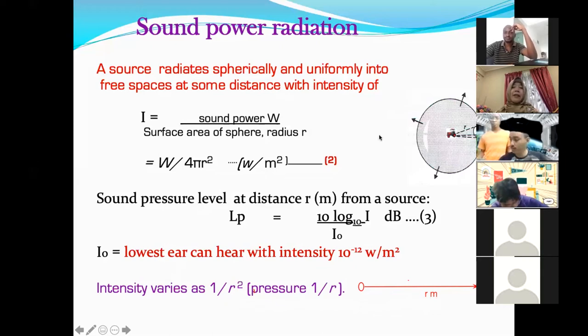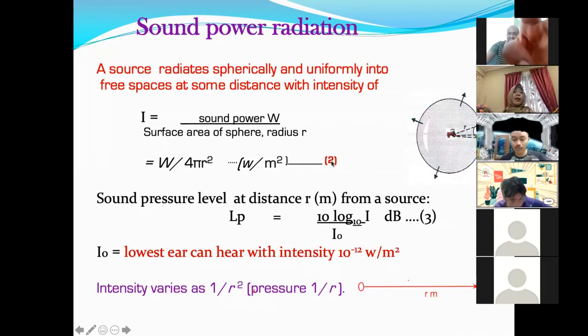Therefore, to get the sound LP, we need to calculate first the intensity. Intensity is equal to power divided by surface area, because the sound now propagates to cover the surface of a sphere. This is the surface of the sphere, 4 pi r squared. The sound propagates over all of this area. 4 pi r squared. This is the watt. So you get equation two.